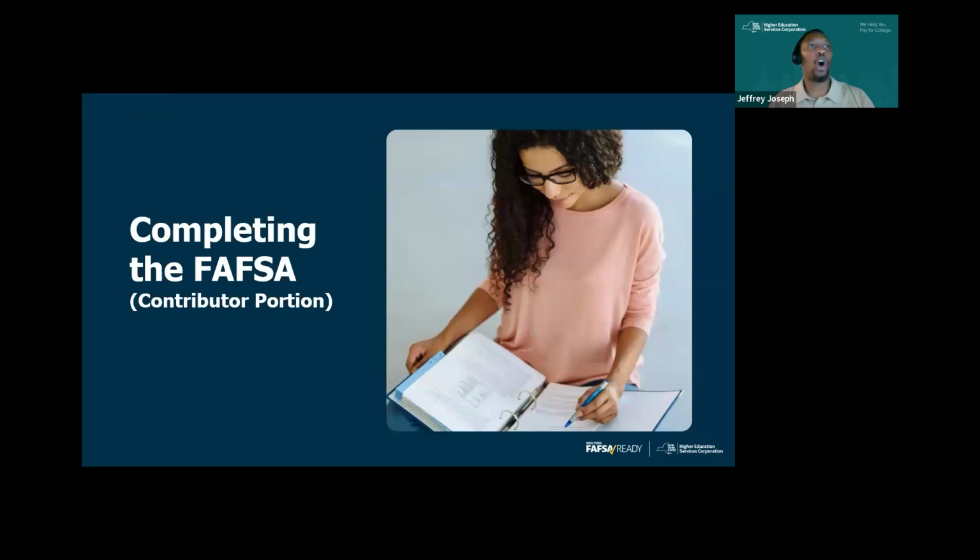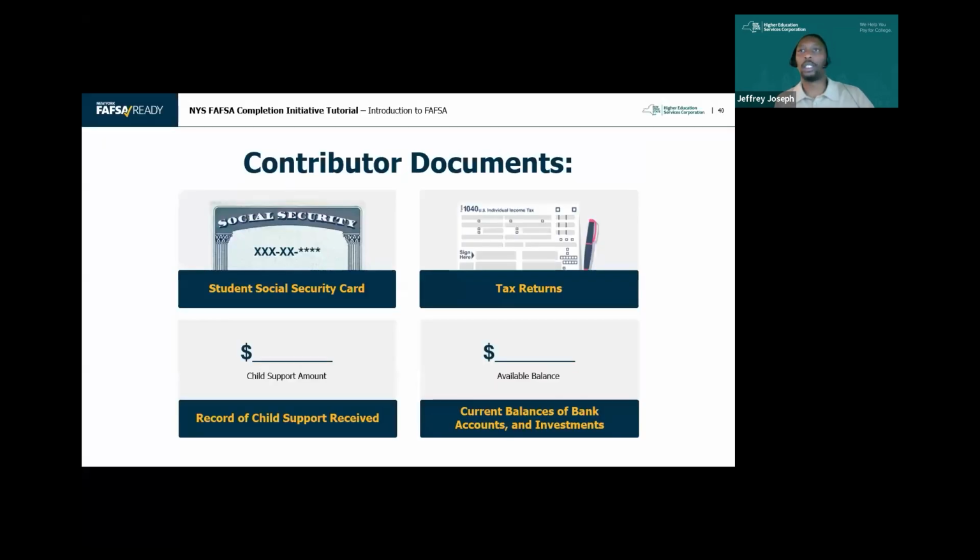So now we'll move on to the contributor portion. So we've done the student, who is ready to go, submitted. Now we're gonna start with the contributor portion. The contributor should have the social security card, once again, to make the student.gov account, their tax returns, so they can enter some of that information into their application coming up, record of any child support received, and then the current balances of accounts and investments.